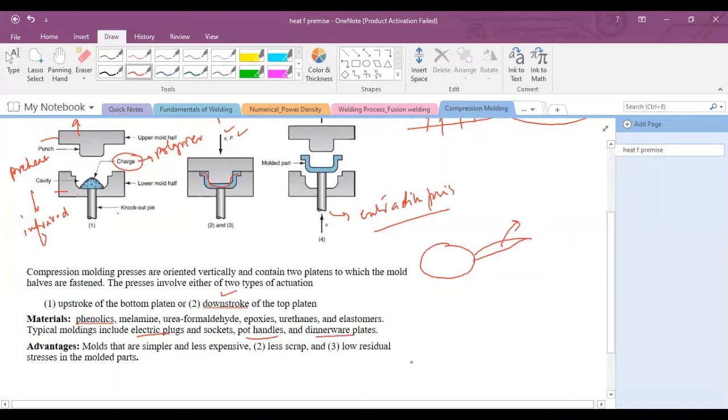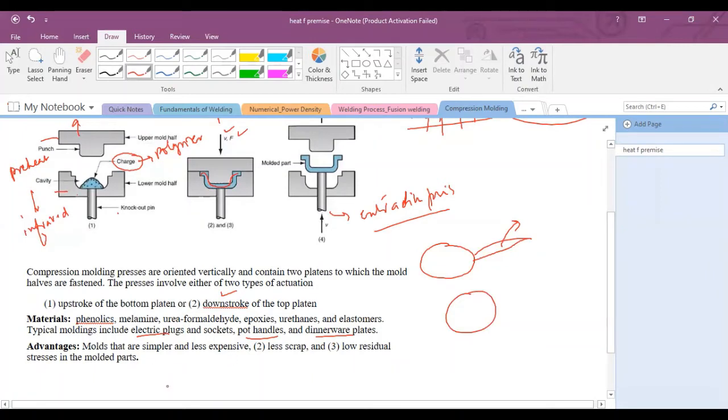Dinnerware plates, normal plates, are also produced with the help of compression molding, and the material is thermoplastic. In this type of molding, the advantages are that less scrap is normally produced. We don't need a lot of material to produce different parts. Plates and cups are normally produced with compression molding, and all the products are not so expensive, and low residual stresses will be produced in the molded part.